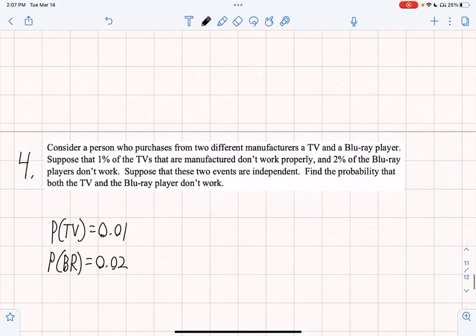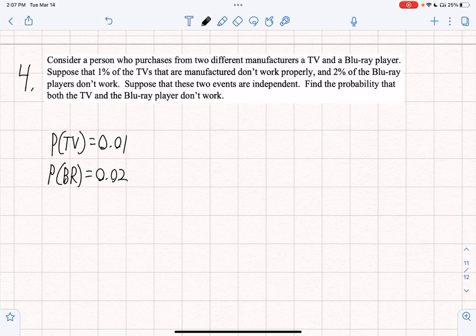Okay, and then finally, number 4, consider a person who purchases from 2 different manufacturers a TV and a Blu-ray player. So suppose that 1% of TVs that are manufactured do not work properly. So 1% of TVs don't work properly. So that's where I write the probability of a TV not working is 0.01. And then 2% of Blu-ray players don't work. So that's where I've written the probability of Blu-ray is 0.02.